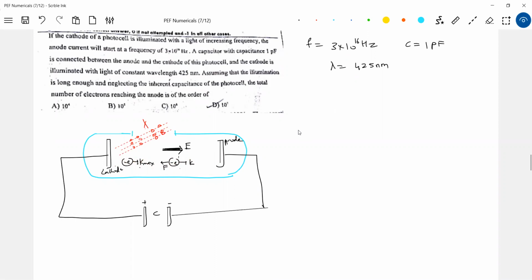How many electrons? The total number of electrons reaching the anode is of the order of. By that time, how many electrons have reached there? How many electrons means, shall I say, how much charge? So we have information. This charge, where has it come from? These electrons only flowing. Same question, I'm just trying to ask in a different way here. Now what is this Q? Directly write Q should be equal to number of electrons into charge of electron.